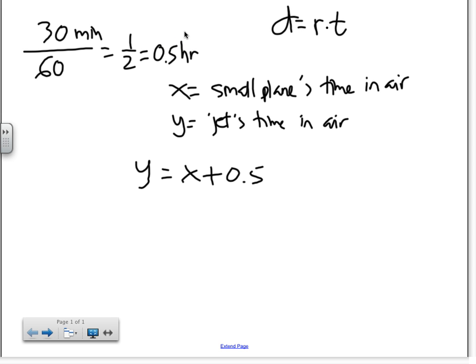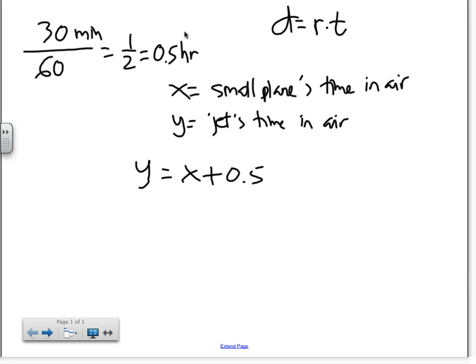Let me just verify something. I'm not saying this is absolutely correct. Which object stays in the air longer? The small plane, right? Because it actually left half an hour before the jet. Agree? But based on what you're saying here, the jet's time in air is half an hour more than the small plane. So how should we adjust this to make it work for our problem?